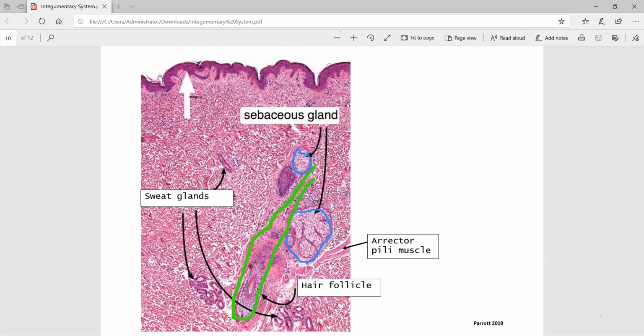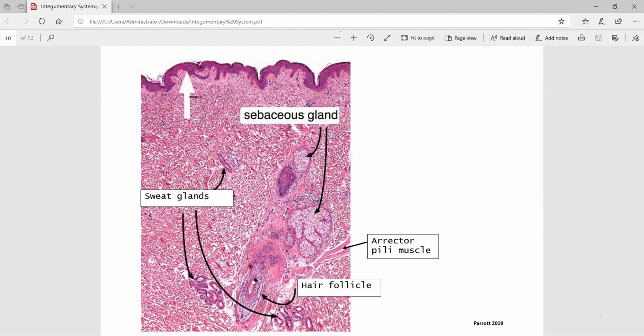Okay, and then down here at the bottom of the hair, you see all these little collections of little circles. Those collections of circles are going to be your sweat glands. Okay, then I'm going to draw in orange here. All of this in orange is your erector pili muscle, okay? So let me erase all this and we'll go over it one more time.